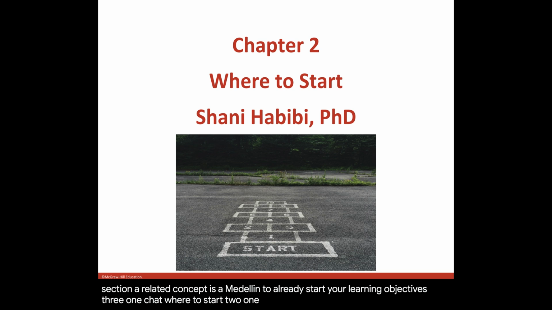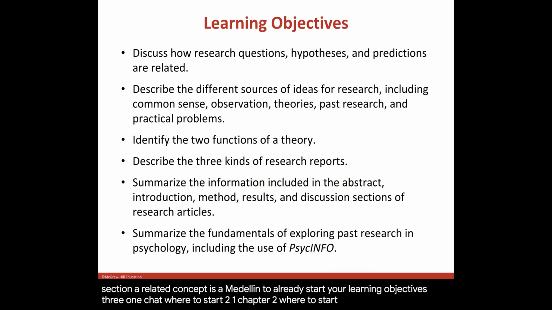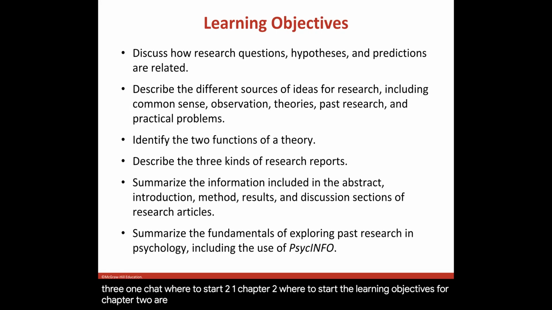Chapter 2, Where to Start. The learning objectives for Chapter 2 are: discuss how research questions, hypotheses, and predictions are related. Describe the different sources of ideas for research, including common sense, observation, theories, past research, and practical problems.